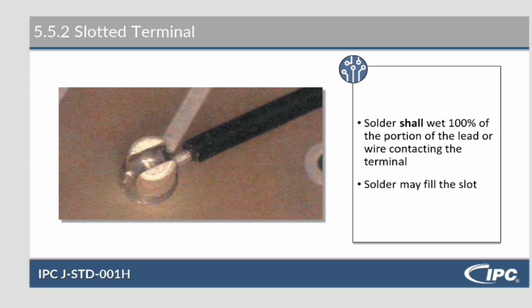Slotted terminal, remember the wire needs to go all the way through but does not go above the top of the terminal. Solder shall wet 100% of the portion of the lead or wire contacting the terminal, and solder may fill the slot.